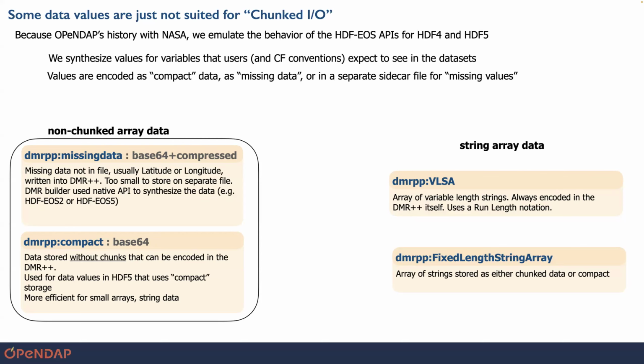Fixed length string arrays may actually work well using chunk data, but we may look at those and say, well, it's better to bring them in and store them using the same base64 encoding that we use for the compact data.